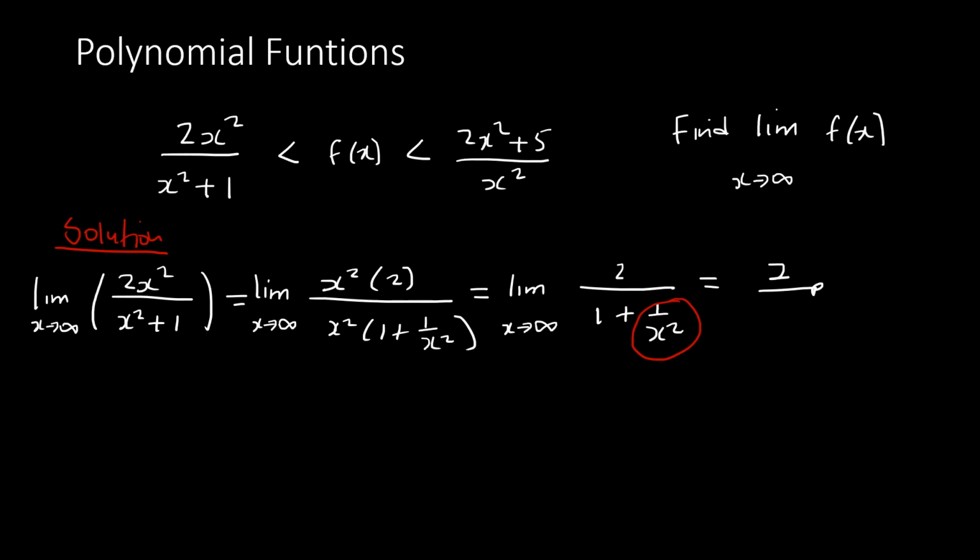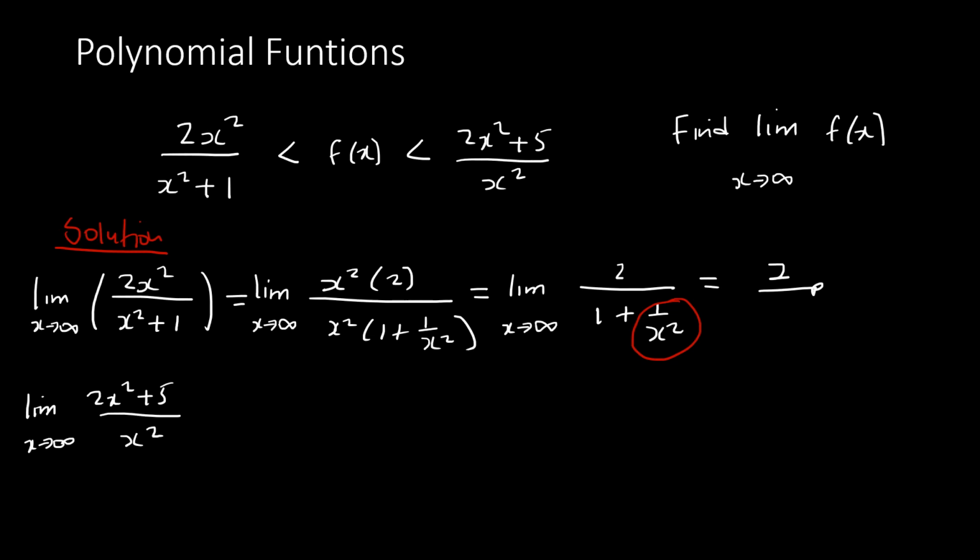Okay, now we have to do another limit, of the right hand side. So the limit of the right hand side, we have 2x squared plus 5 over x squared. Okay, so if I calculate that, I'm doing the same thing.